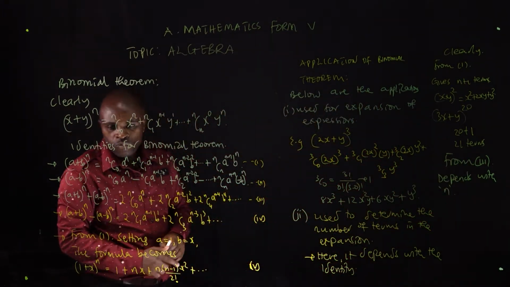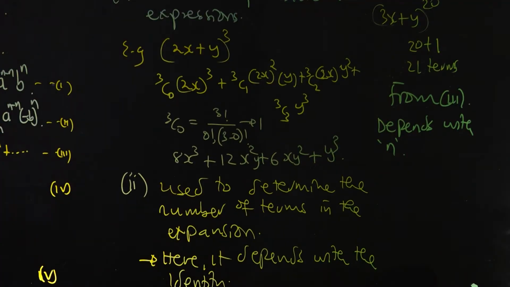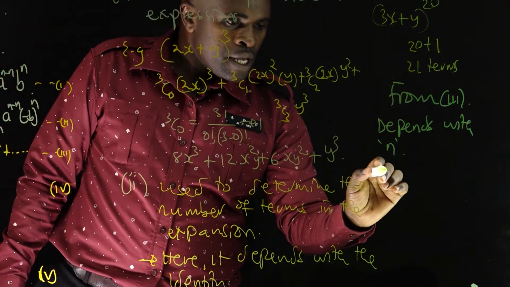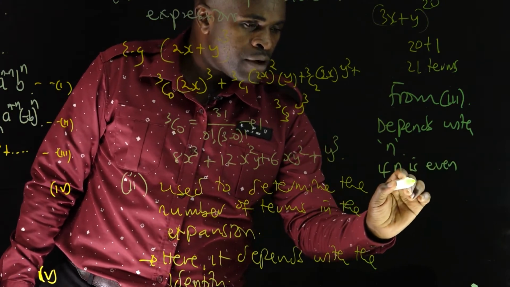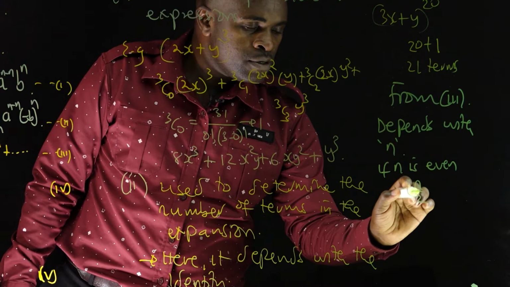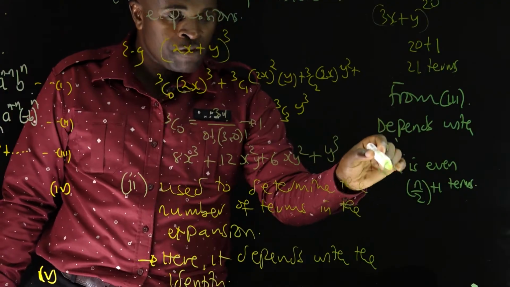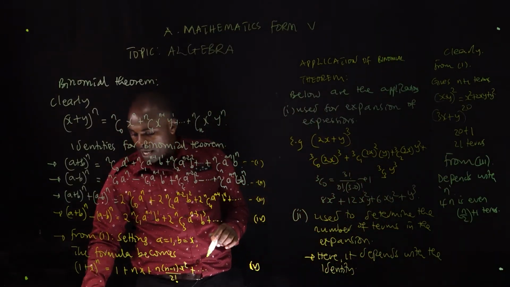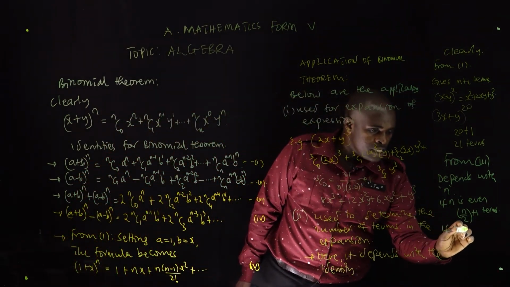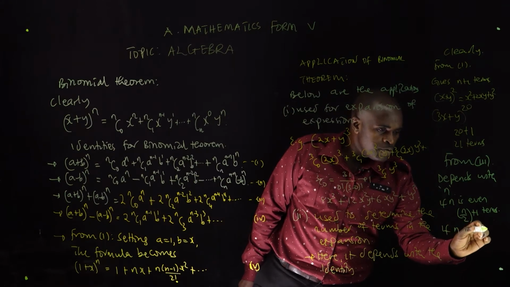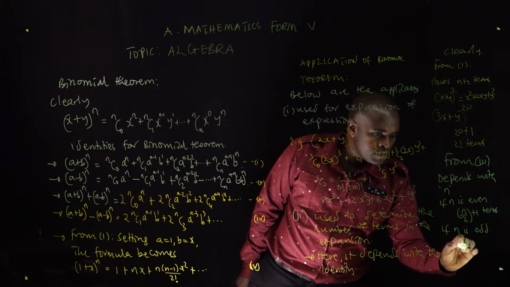From case 3, if n is even, then we have n over 2 plus 1 terms in the expansion. But if n is odd, the number of terms is (n plus 1) over 2 terms.